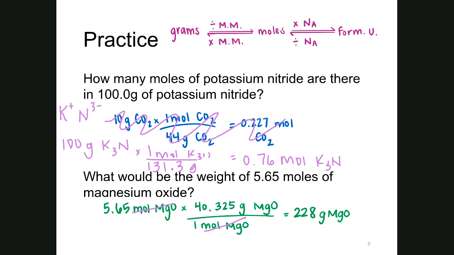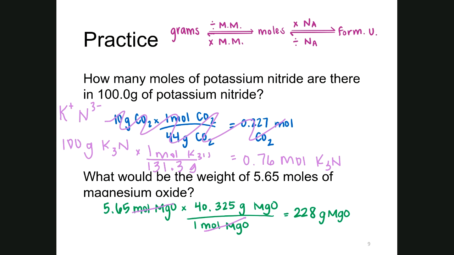So magnesium is 24.31 plus oxygen is 16, so 40.31 is what I just got from this particular periodic table. 40.325 is something I got from another periodic table. 40.31 and 40.325 are close enough that we would say that that's a match. So in this case, we multiply together and we get 228.